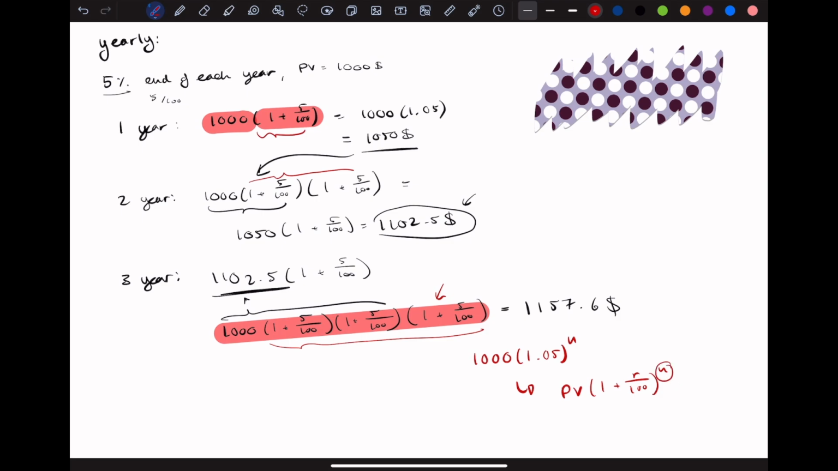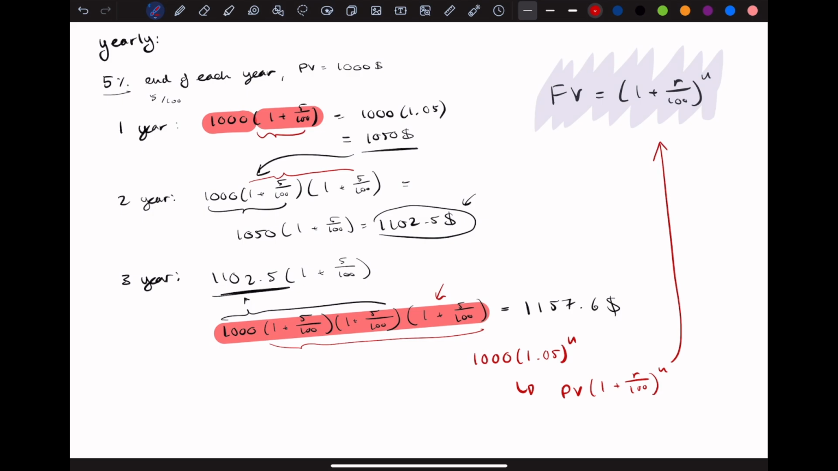And this multiplies it as many times as the number of years that we have compounded our interest for. So this leads us to our first general formula. However, you might realize that this looks a bit different from the one in your formula booklet. And why might that be the case?